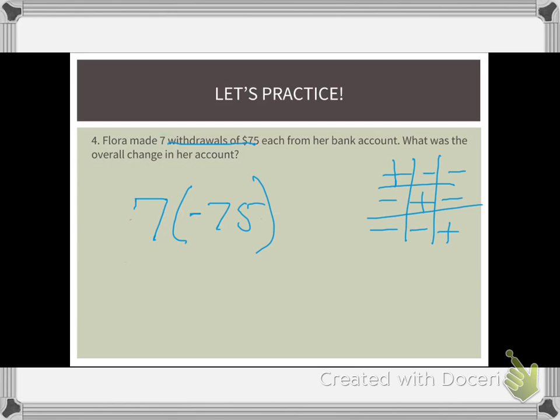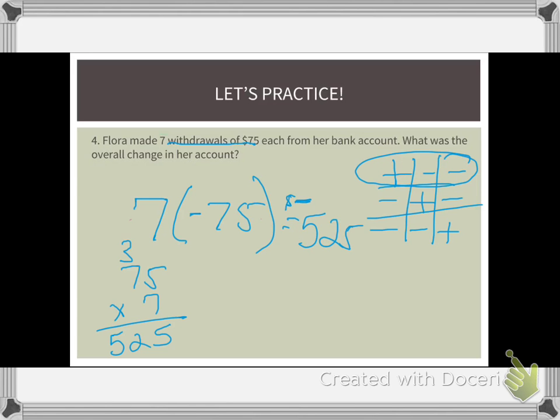So I've got a positive times a negative, so I know I'm going to get a negative, and I'm going to come over here and actually work out the math. 7 times 7 is 49, 525. So this resulted in a negative $525 in her account.